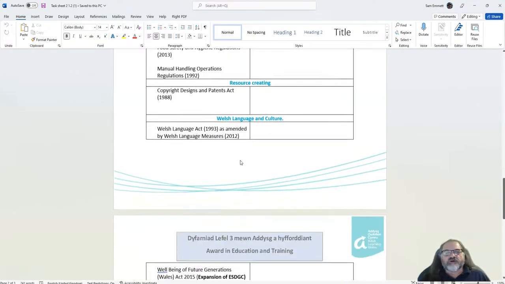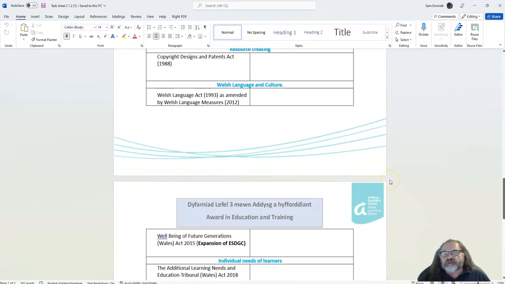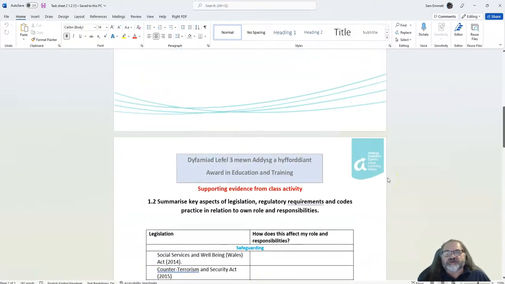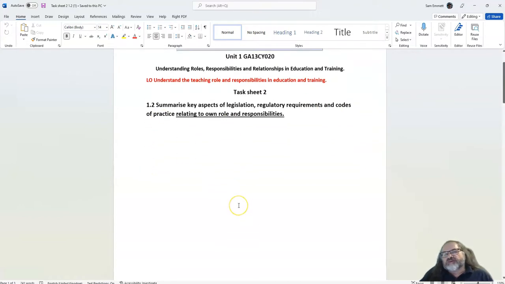copyright, patents, Welsh language, etc. So we will look at some of those in the session, and then your responsibility will be to summarise key aspects of legislation, regulatory requirement and codes of practice. So you're going to probably summarise one of each or a couple of each, but once again the summary will work from the notes, so you'll only need about 300 to 500 words.